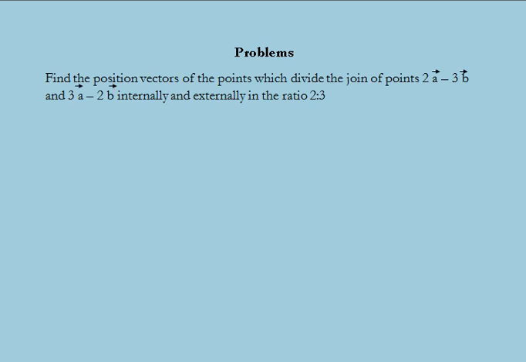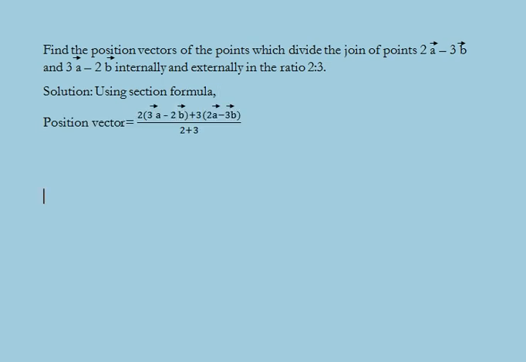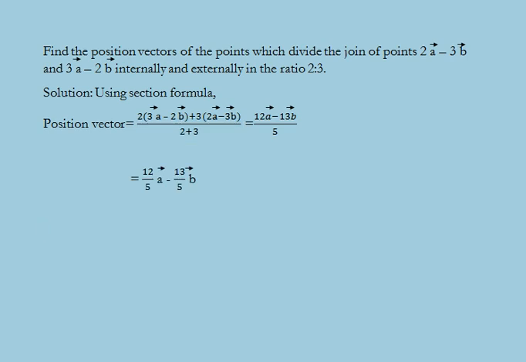Now, the problem says: find the position vectors of the points which divide the join of points 2a minus 3b and 3a minus 2b internally and externally in the ratio 2 is to 3, where a and b are vectors. Now, using the section formula, the position vector of the point which divides the join of the given two points internally in ratio 2 is to 3 is equal to (2 into vector B, which is 3a minus 2b, plus 3 into vector A, which is 2a minus 3b) whole divided by m plus n, which is 2 and 3 respectively. This is equal to (12a minus 13b) divided by 5, which can be rewritten as 12 by 5 vector a minus 13 by 5 vector b.